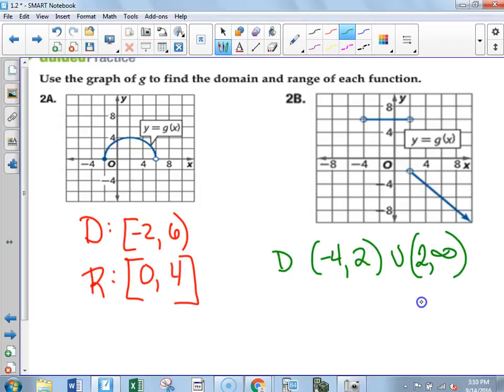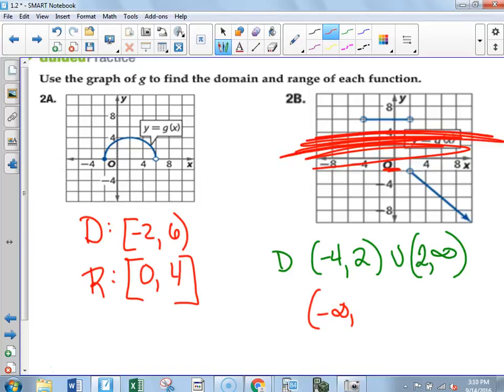It's even messier for the range. Anybody want to try it? -infinity to something. There's a big gap in here, right, where there's no values for y. So we got -2, and that's going to be an open circle. It's hard to tell.